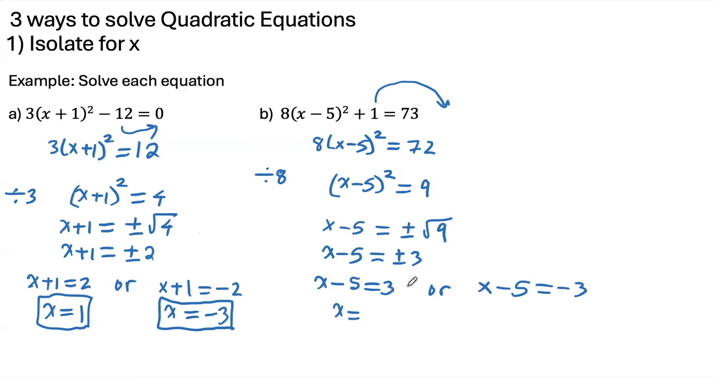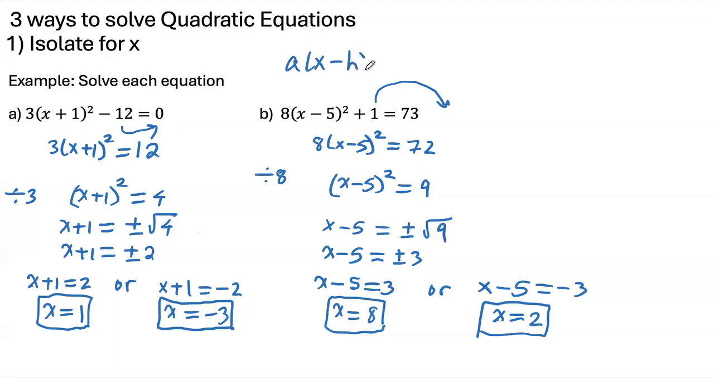Negative 5 becomes a plus 5. 3 plus 5 is 8. Here too, I move the 5 over, becomes a positive. Negative 3 plus 5 would be a 2. And these are the two solutions. So if you see your quadratic equation has the vertex form, this is the vertex form. If you see anything like that, you're going to be able to isolate for x, and you could do so and solve what x could be.